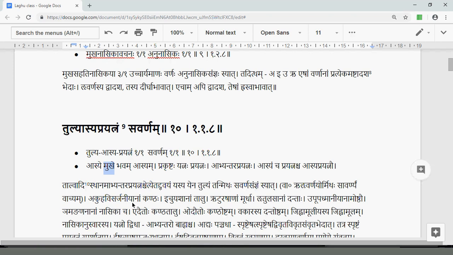So asya is equal to mukha. Prayatna is that which is made, that effort. Prayatna means effort. Yatna means effort. We'll see what is the pra here. Prakrishta yatna prayatna. What is prakrishta? We'll see later. But asya is what? Mukham. That which is pronounced in the mouth. Everything is pronounced in the mouth, but then it begins in the mouth. Mukhe bhavam. That which is present in the mukha. That is asyam.